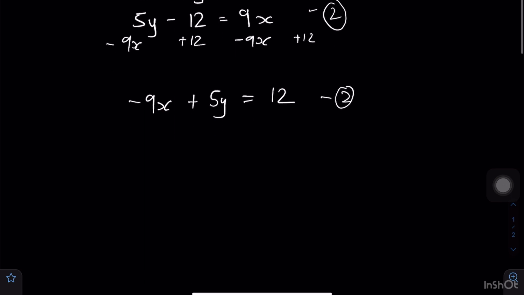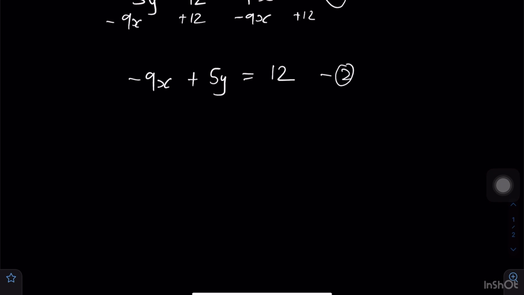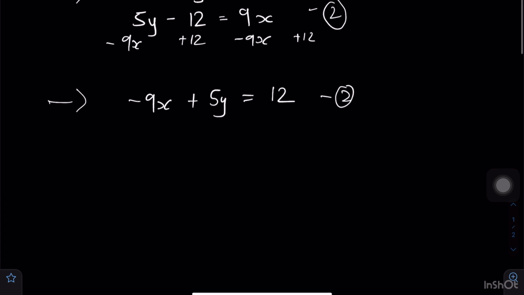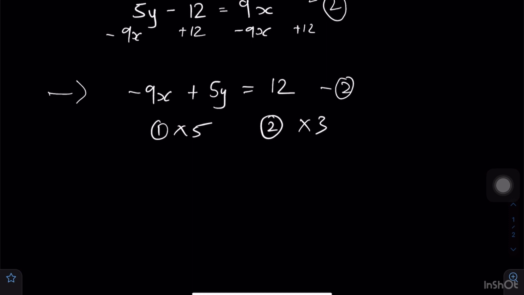So now we can get started with our method of elimination. If we look at equation 1 and equation 2, we can decide to match either the x coefficient or the y coefficient. By looking at this, I think it will be simpler to match the y coefficients. So we have to times equation 1 by 5, and then equation 2 by 3, and this will get us 15 as the coefficient on both terms. And then we can either subtract or add to eliminate them.